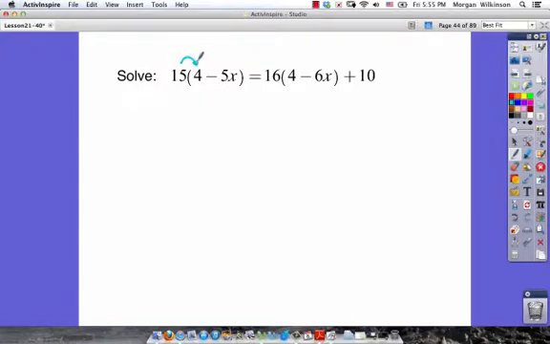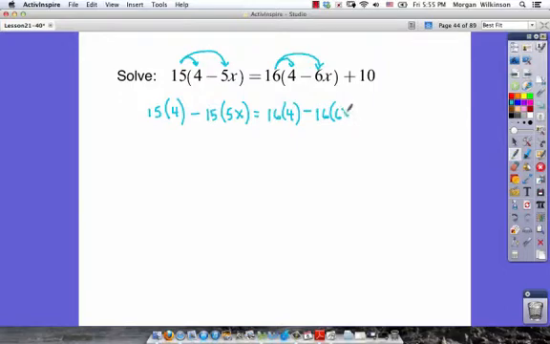We're going to multiply in with the distributive property. So first we have 15 times 4. Then we have minus 15 times 5x is equal to, we have to do it twice this time, 16 times 4 minus 16 times 6x. This is all going to have 10 added on to it. We've got our first line. Now we can go ahead and figure out these operations.